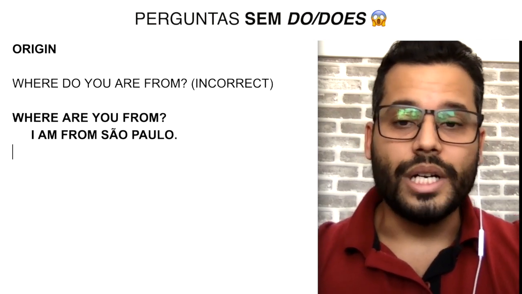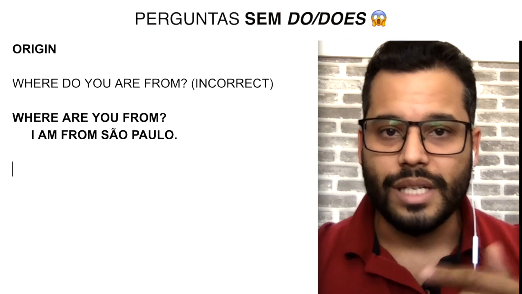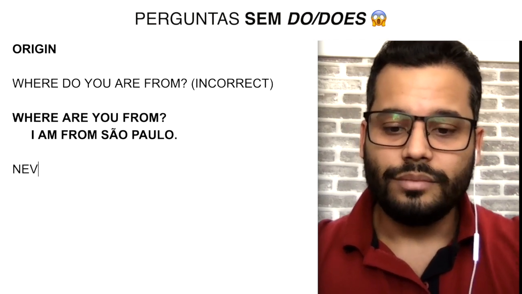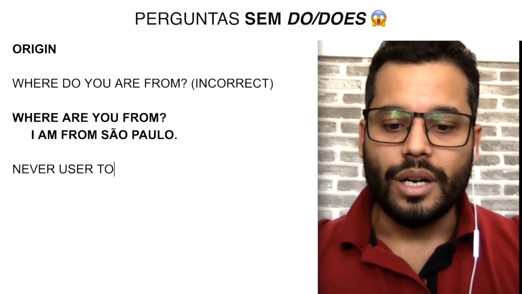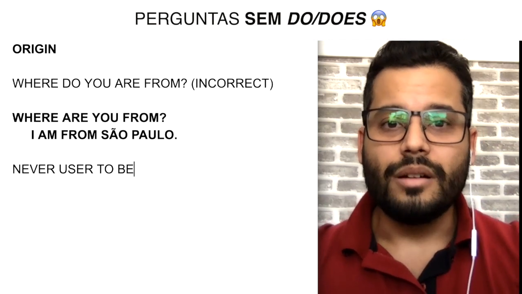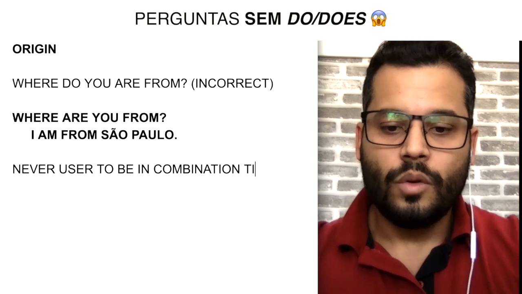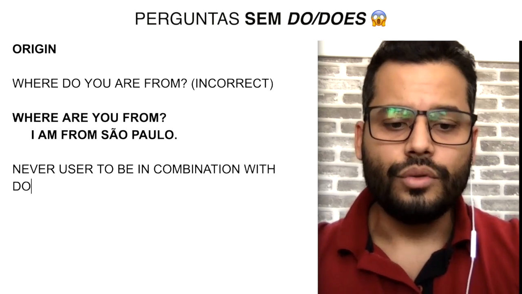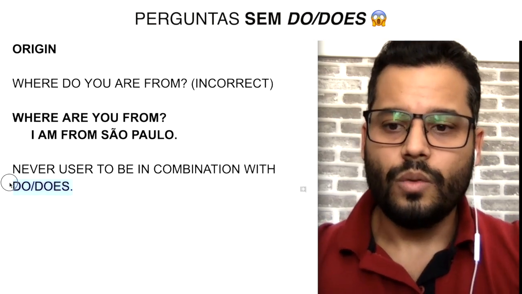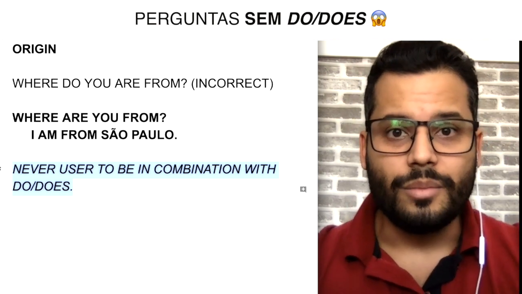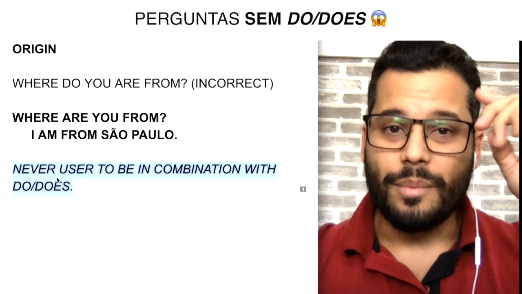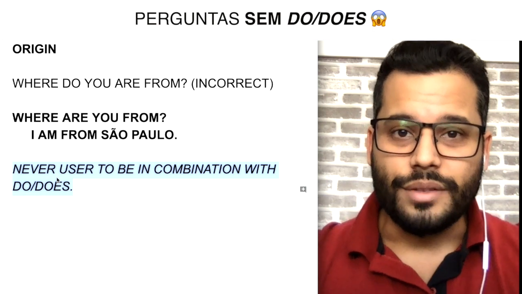Okay, so what is the conclusion for this tip? You never use the verb to be in combination with do or does, okay? Remember, we have this information in the book. It's just a review and memorize. This is very important, okay?